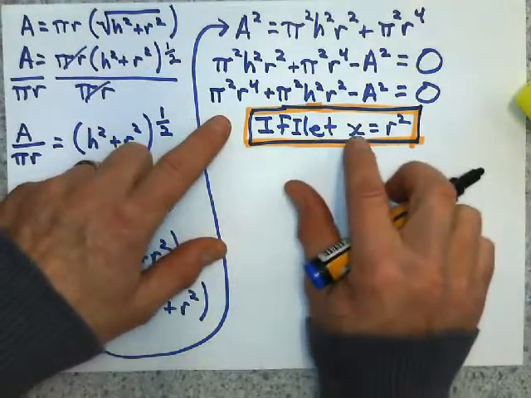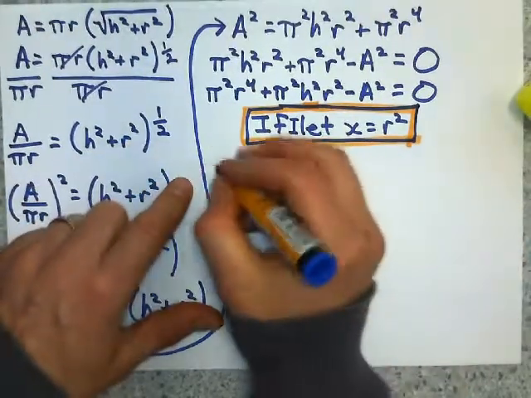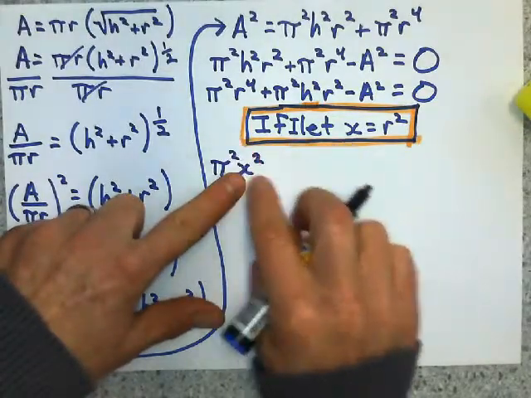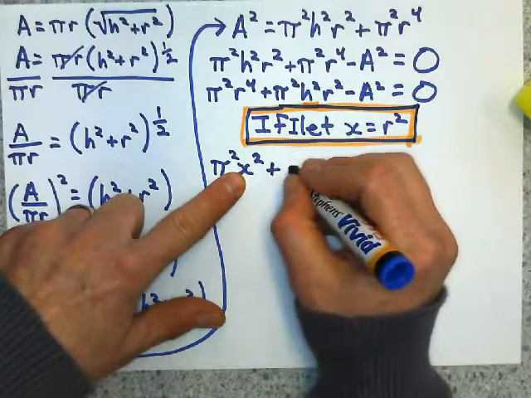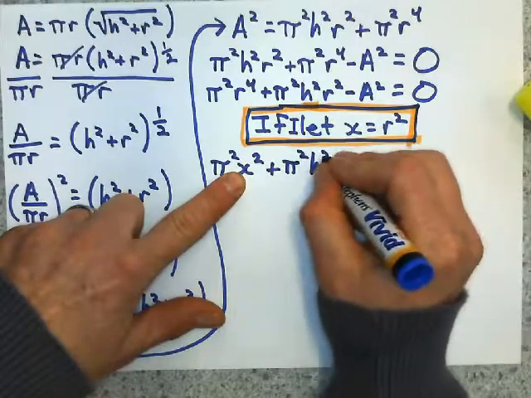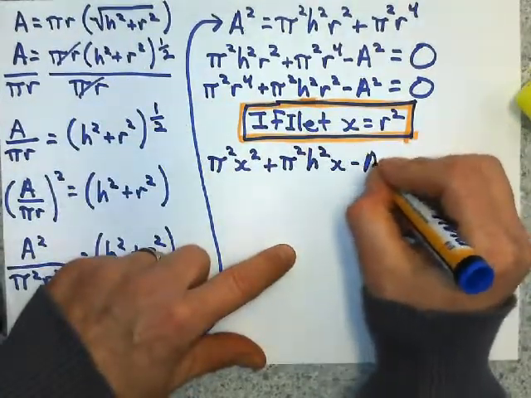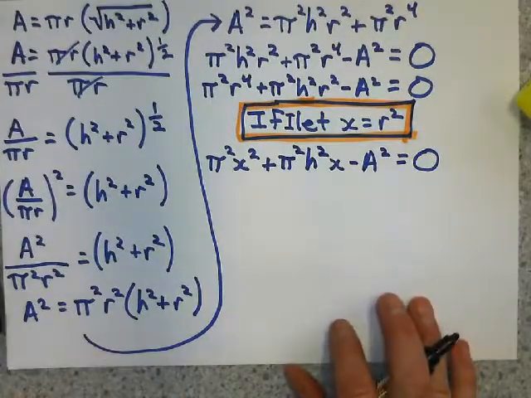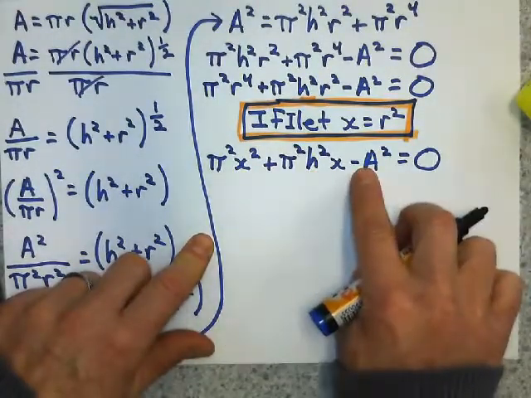If x equals r squared, that means r to the fourth is going to be x squared. So I get pi squared x squared, because if I square r squared, I get r to the fourth, plus pi squared h squared times x, minus a squared equals 0. All right, so now I have a quadratic. There's my x squared term, there's my x term, and there's my constant term.